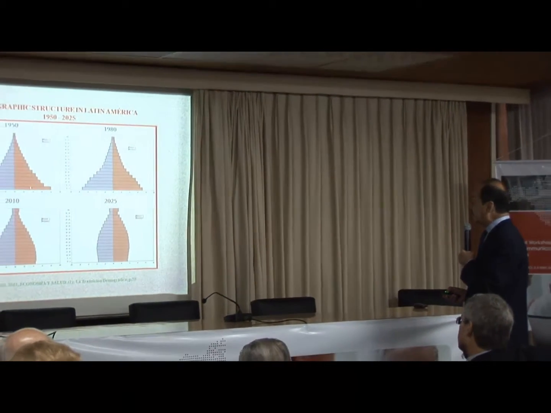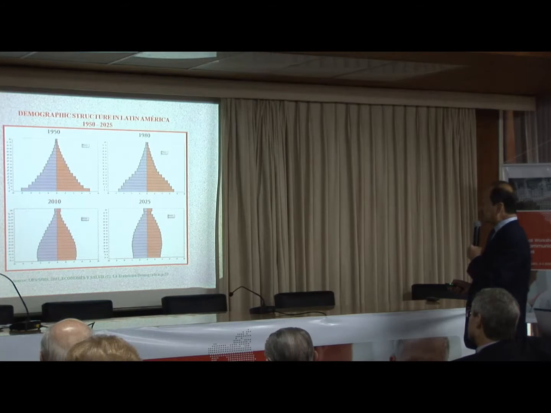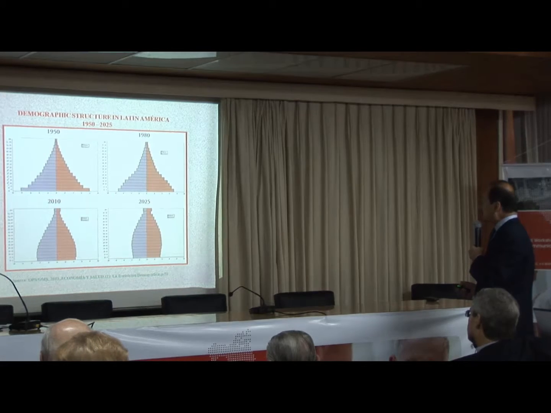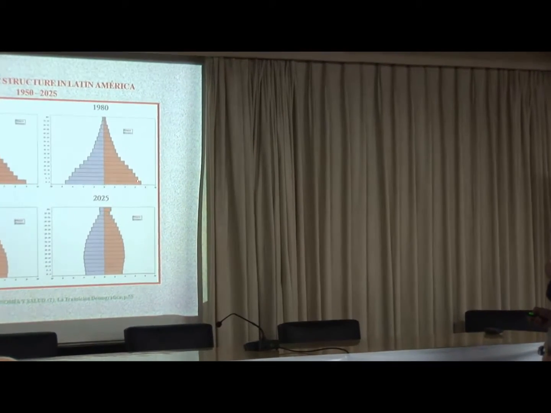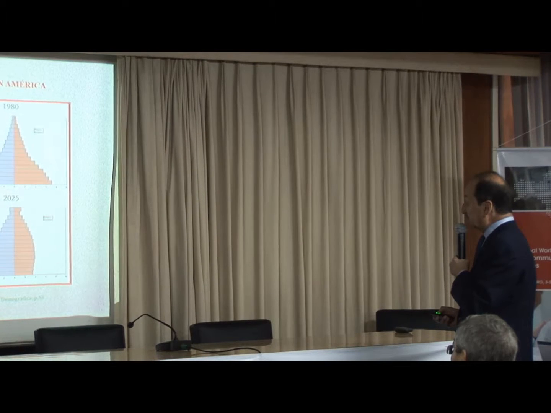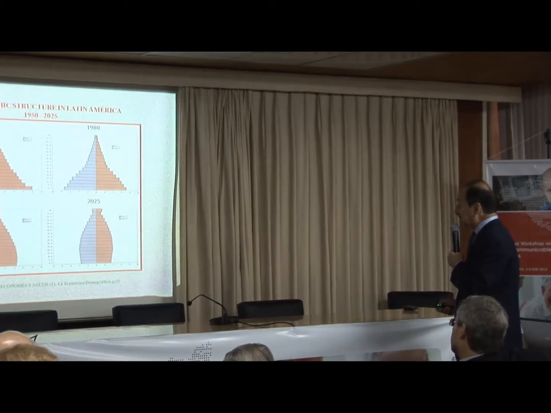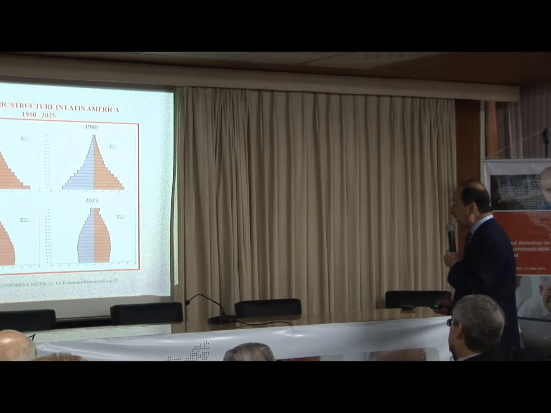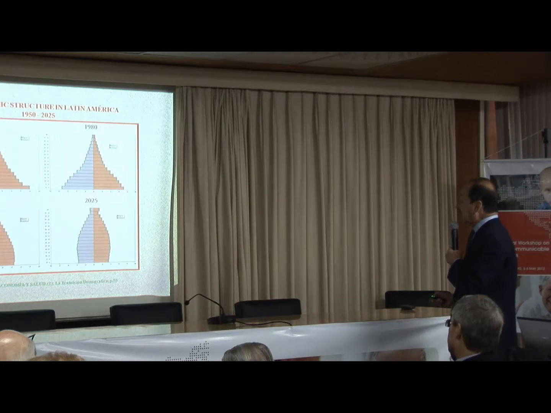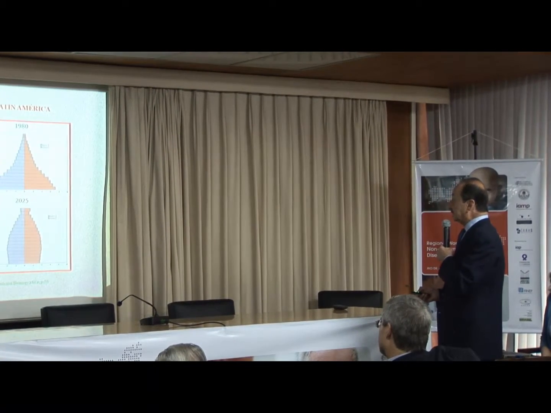In Latin America, in 1950, the size and the shape of the pyramid was, as it appears here, with a very broad base, a real pyramid. In 1980, this starts being less important. The younger age groups start decreasing proportionally. In 2010, this goes even further because the fertility rate is lower, and for 2025 we will have this shape of the demographic structure.